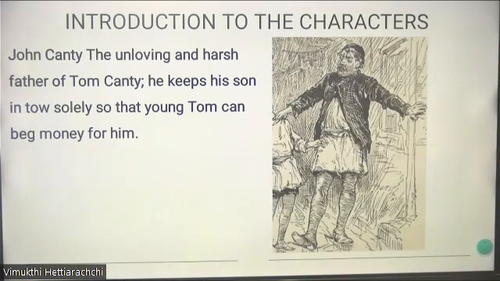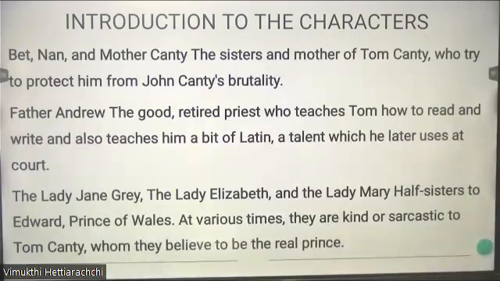Okay, so we will move on to the next part. I hope you guys have completed, right? So this is actually about John Candy, Tom Candy's father. There are other characters that we have to pay our attention.